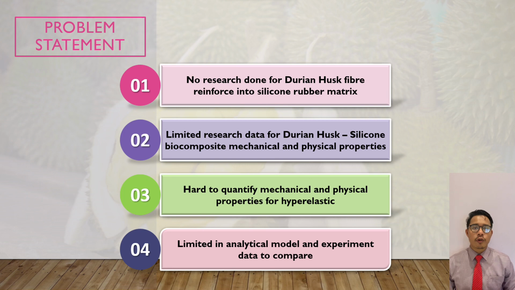So, as the problem statements: the first is that there is no research done on durian husk fiber reinforced into a silicone rubber matrix. Second, there is limited research data for the mechanical and physical properties of durian husk silicone biocomposite. Third, it is hard to quantify mechanical and physical properties for hyperelastic models. And lastly, there is limited analytical model and experimental data to compare these properties.